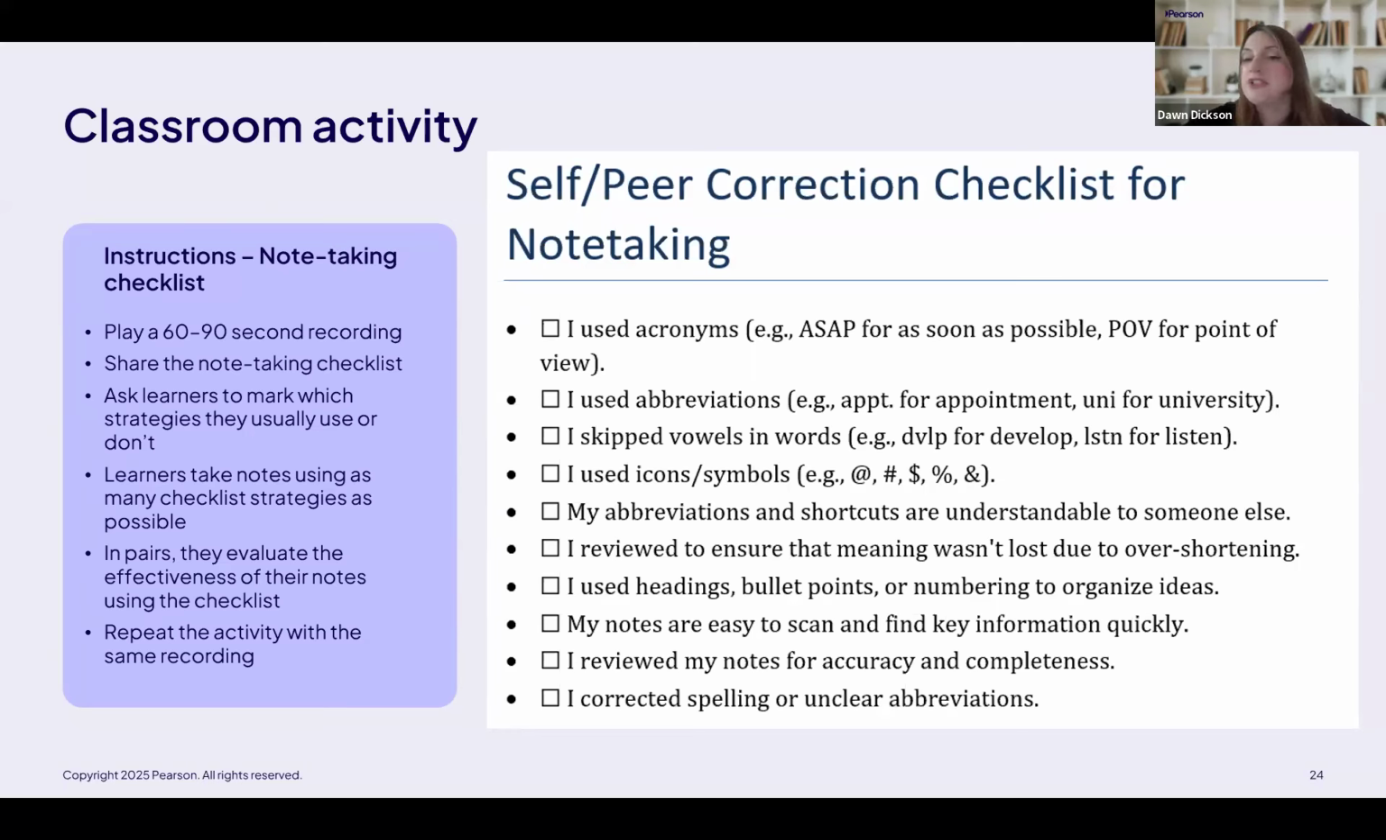And then what you can do at the end as well is you can repeat the activity one more time with the same recording in the hope that this time their notes are a lot more effective than the last time, because we've gone through this activity and we've equipped them with some strategies that they can use.